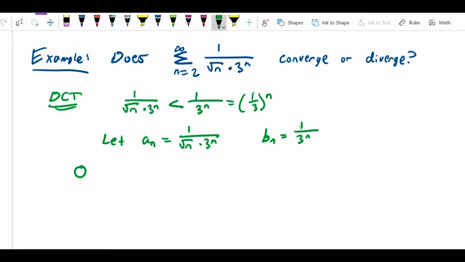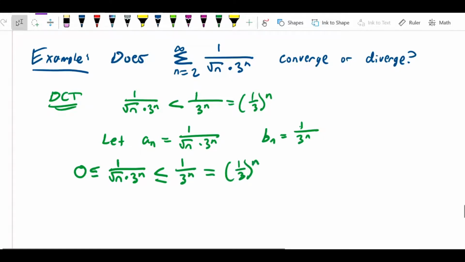So what I can see is that 0 is less than or equal to 1 over the square root of n times 3 to the n, which, as I demonstrated up there, is less than or equal to 1 over 3 to the n, which is equal to 1/3 to the n. Why am I writing it in this form? Because this is now the general term of a geometric series that we know converges.